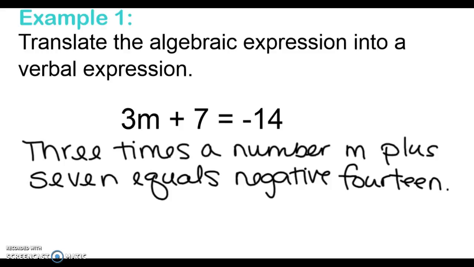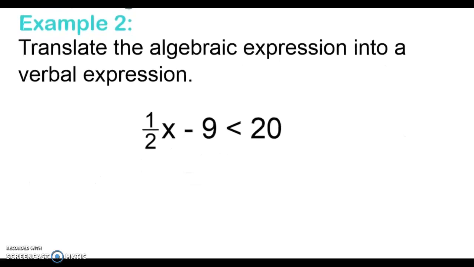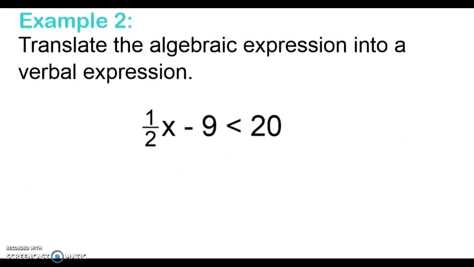Let's take a look at another example. Translate the algebraic expression into a verbal expression. Now I'm going to switch this up for just a second because I really want us to talk about some really quick vocabulary here. I just said in example 1 that you should write exactly what you read. So if I were reading this, I would read 1/2 of x minus 9 is less than 20. But I want to throw in some really tricky vocabulary in here.